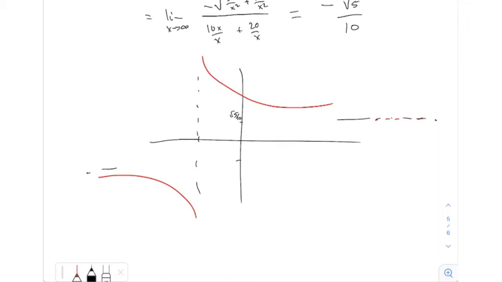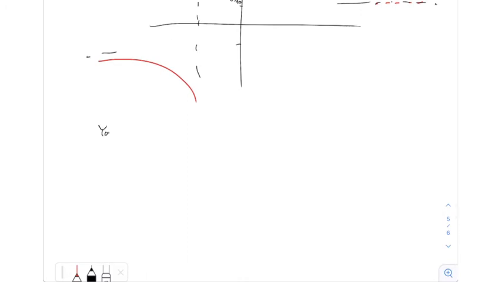Let's try. I got one for you all to try. Same question. Find any horizontal or vertical asymptotes: 3x plus square root of 5x plus x squared, over x minus 5. See what you think. The vertical is easier, in my opinion.